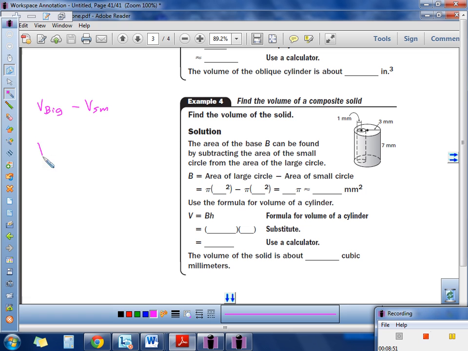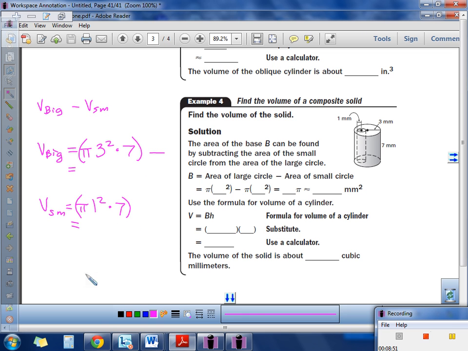So let's find the volume of the big first. So on that big shape, we're going to do pi r squared times h. So our r is 3 and our height is 7. For our small shape, we're going to do pi r squared h again. And what's the radius on that small one? I think it's 1. And its height is going to be the same. Type these in real quick and give me the decimals. You could actually type this straight in. You could do this value, subtract this value, and you'll go directly to the answer.